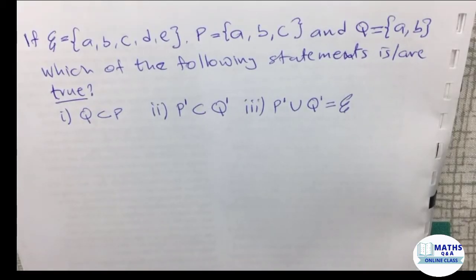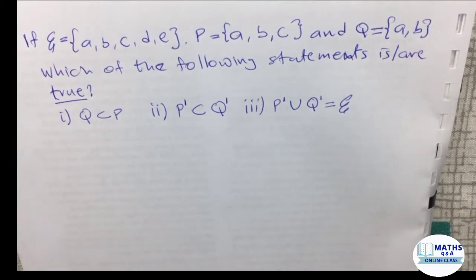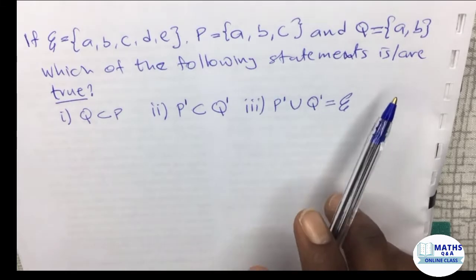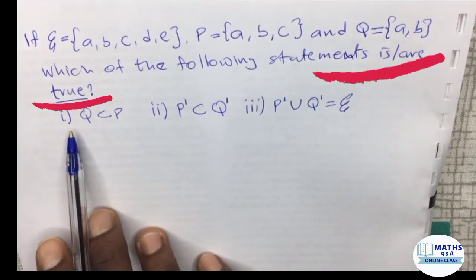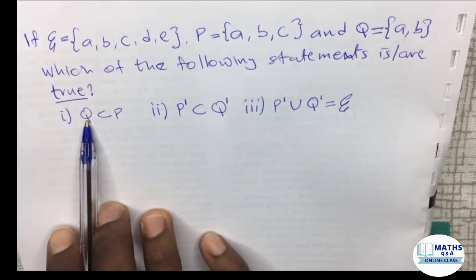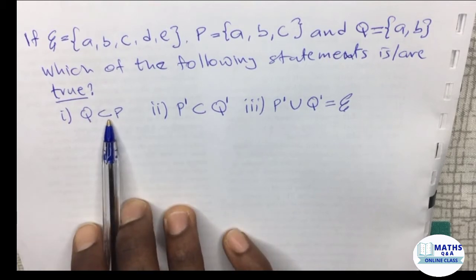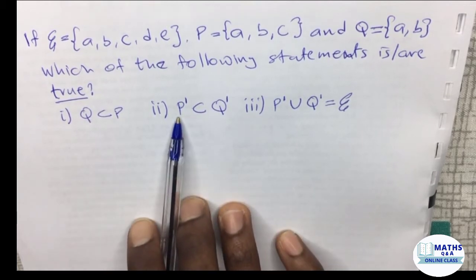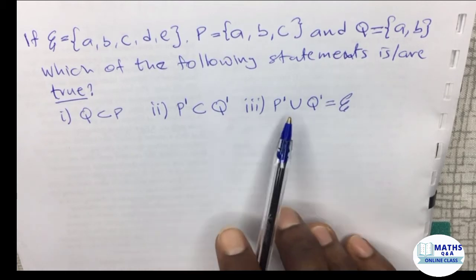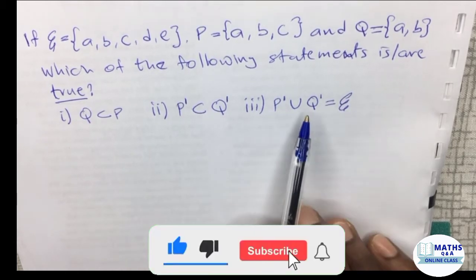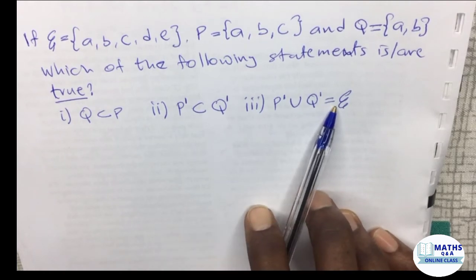So today we want to tackle this question. It says that if the universal set has members A, B, C, D, and E, P with members A, B, and C, and Q with members A and B, which of the following statements is or are true? The first one is the set Q is a subset of the set P. P prime is a subset of Q prime. And the last one is P prime union Q prime is equal to the universal set.